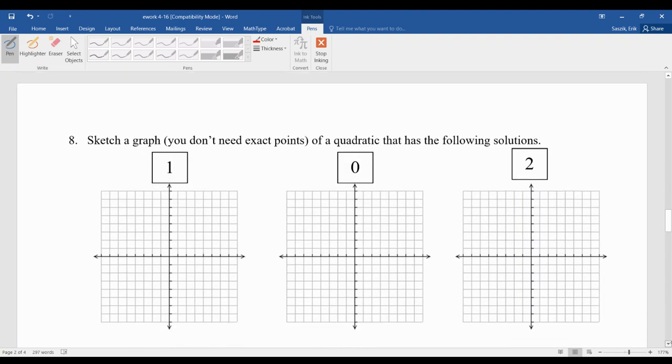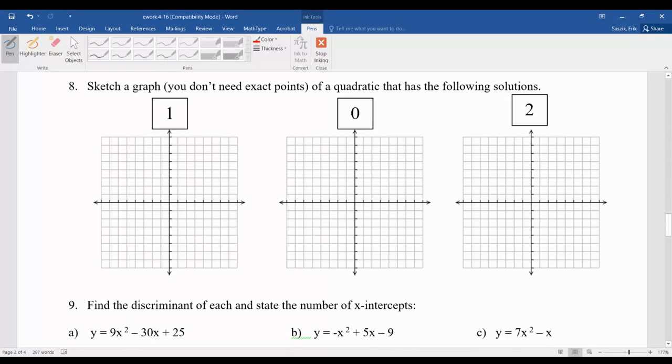All right. Sketch a graph. This is kind of like what I was doing on the previous page. You should try to do this on your own first. You just want to sketch a rough graph of the quadratic that has each of the following solutions. This one's going to have one solution, this one's going to have none, this one's going to have 2. So go ahead and pause this and try this on your own first.